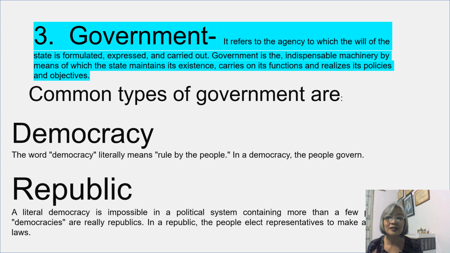So, pero yung common ay ang democracy. Democracy means ruled by the people. Meron nga sinasabi, of the people, by the people.